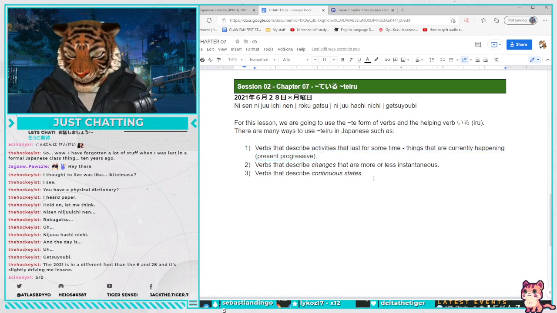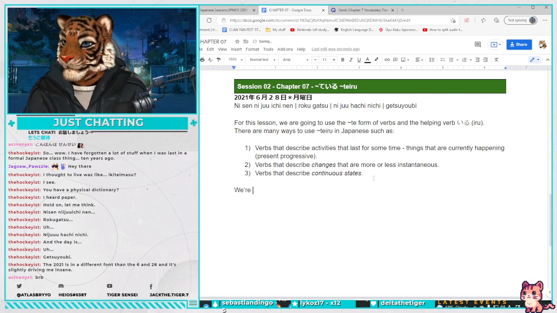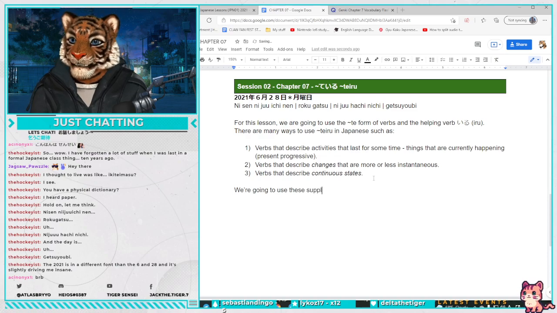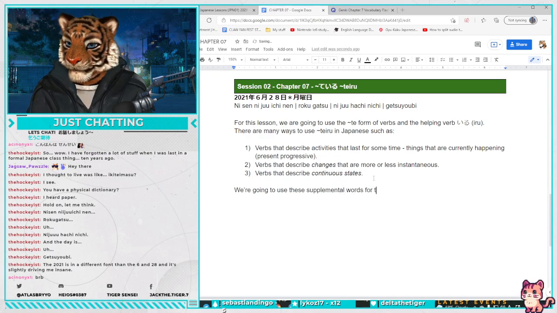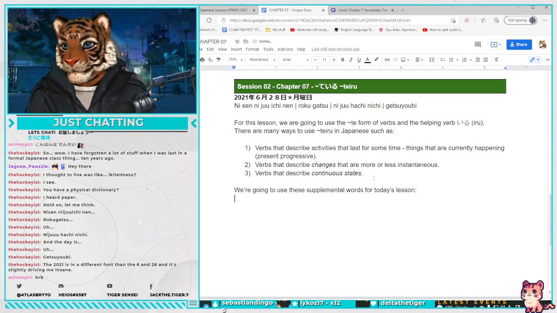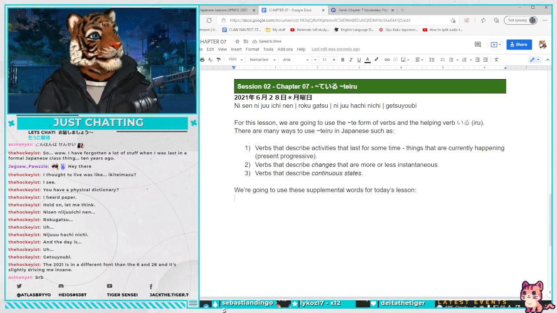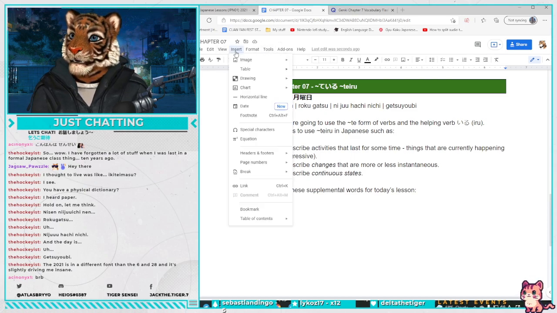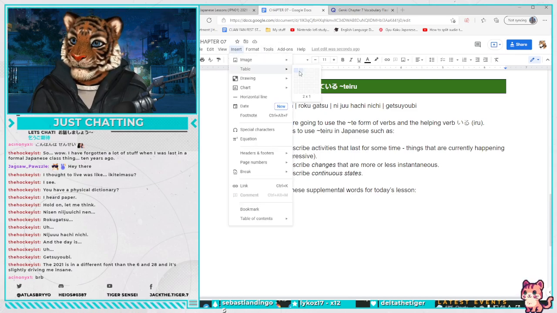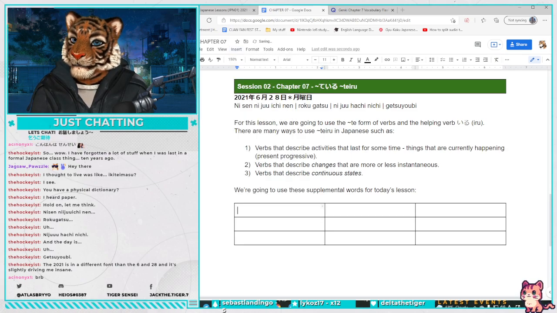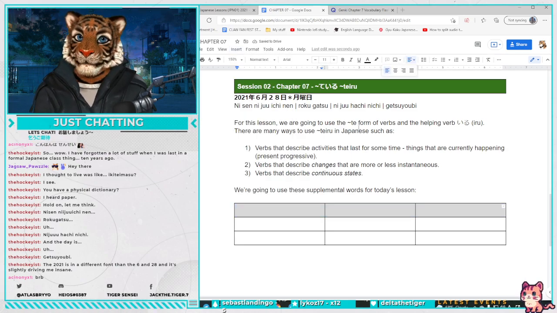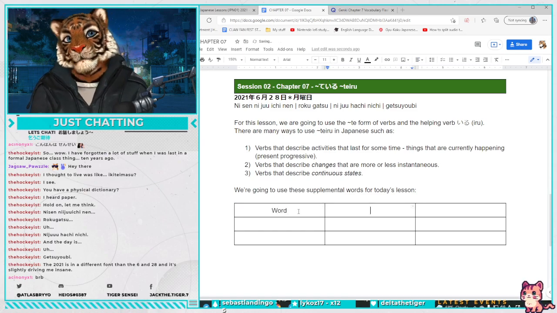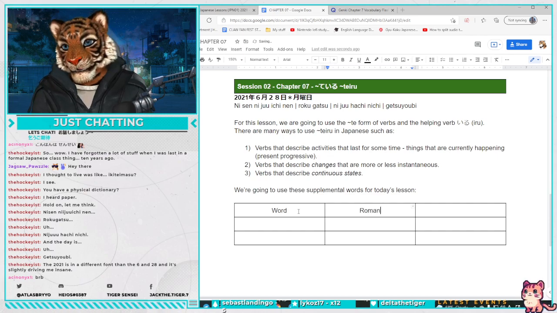For this, we're going to use these supplemental words for today's lesson. And this is what I meant by earlier: I'm going to use the grammar and the vocabulary that I had taught you before. Do it this way. So here we'll put the word, romaji, and then the meaning.